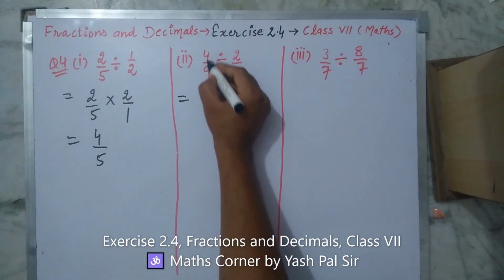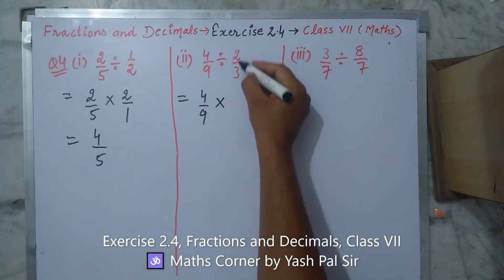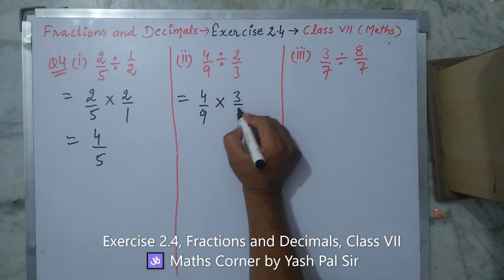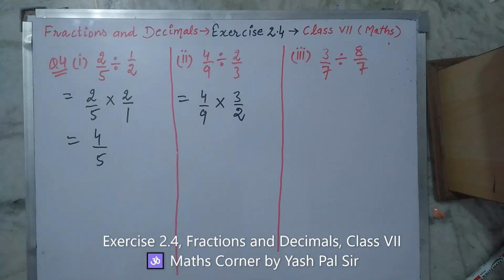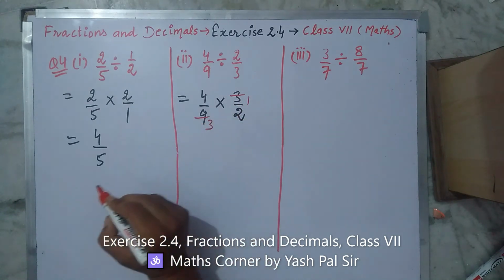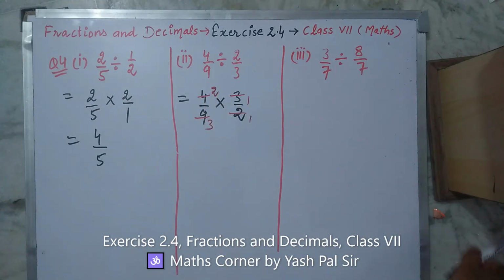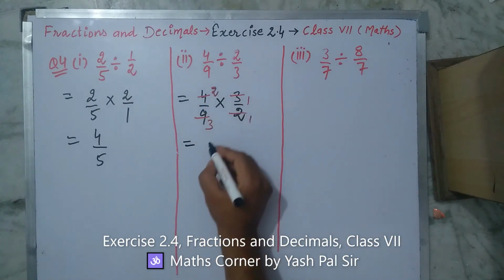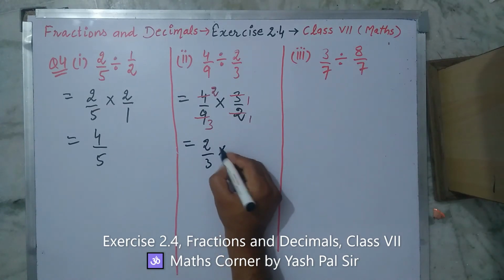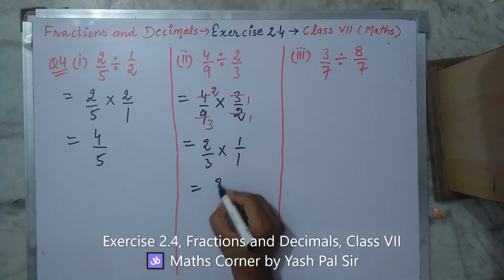Second part, 4 upon 9 as it is. Converting this divide into multiplication. Reciprocal of 2 upon 3 is 3 upon 2. Next we can cancel these numbers. 3 ones are 3, 3 threes are 9, 2 ones are 2, 2 twos are 4. So what is left now? 2 upon 3 into 1 upon 1. Answer is 2 into 1, 2, 3 into 1, 3.